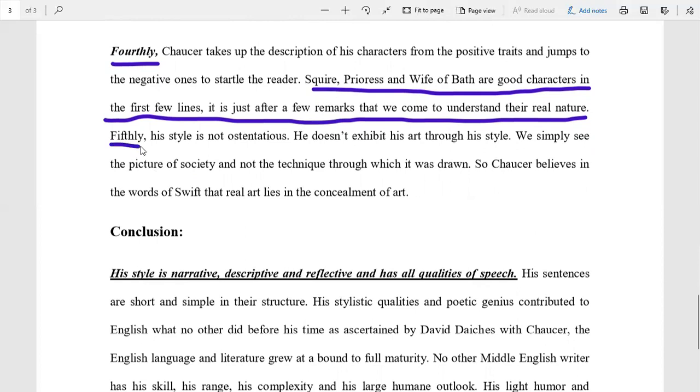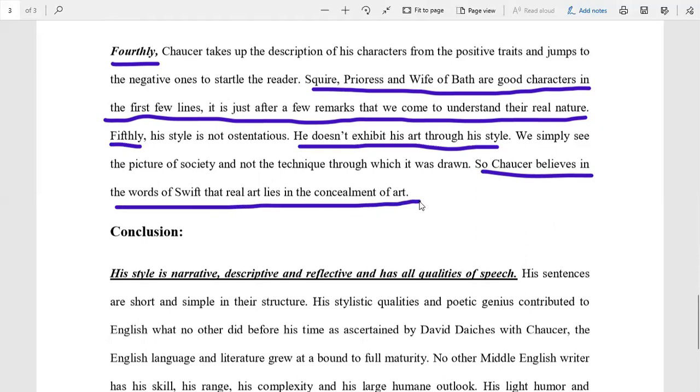Fifthly, the fifth main characteristic: his style is not ostentatious. He doesn't exhibit his art through his style. We simply see the picture of society and not the technique through which it was drawn. So Chaucer believes, in the words of Swift, that real art lies in the concealment of art. This is a wonderful achievement of Chaucer, that he has succeeded in unfolding his characters and art as well, utilizing the real art that lies in the concealment of art.